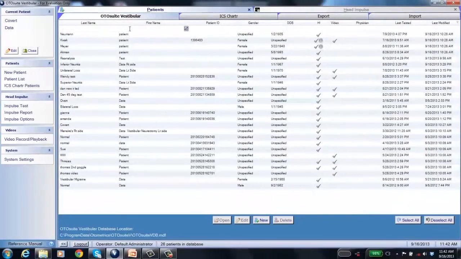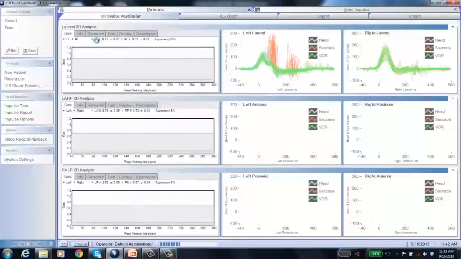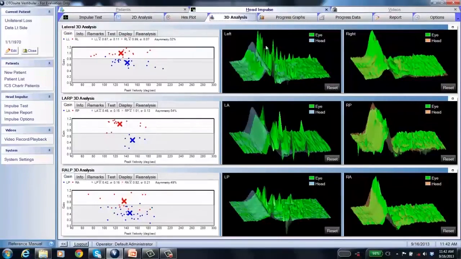So let's go search data again, and let's look at a unilateral loss. So this one we saw before. What we see is the left side's abnormal, the right side is normal, the red is in the white region of the gain graph, the blue is in the gray region of the gain graph, and we've got these beautiful spikes. Let's go in and let's look at this in 3D.